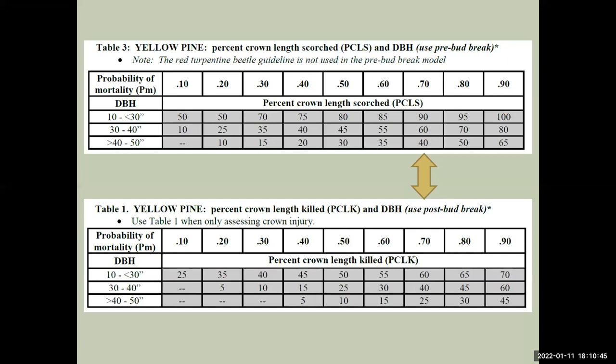And then we switch how we look at the trees. We're not looking at the crown scorch anymore. We're looking for the portions of the crown that have that new growth, and we're breaking it down by crown kill. And so it takes a lot less crown kill than crown scorch for the same diameter tree and the same probability of mortality. So if you look up above at the 70% level, a 10 to 30 inch tree takes 90% crown length scorch to achieve that probability of mortality. And then down below in the post bud break table, we're just looking at crown kill, it would take only 60% crown kill to achieve that. And that just represents the difference between scorch and kill.